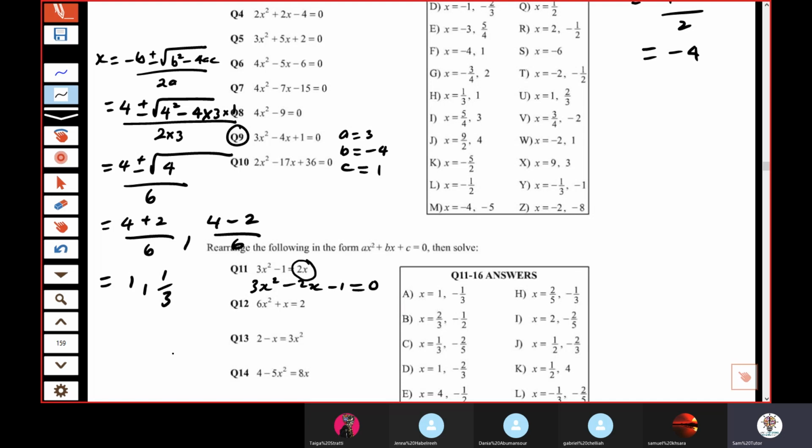Wait, I see some confused faces. What's wrong? Too fast? 4 plus, what's the square root of 4? 2. 4 plus 2 over 6. 4 minus 2 over 6. Maybe that was my fault. Maybe I went too fast. Sorry. I should have probably written square root of 4 there. Too fast. All good.